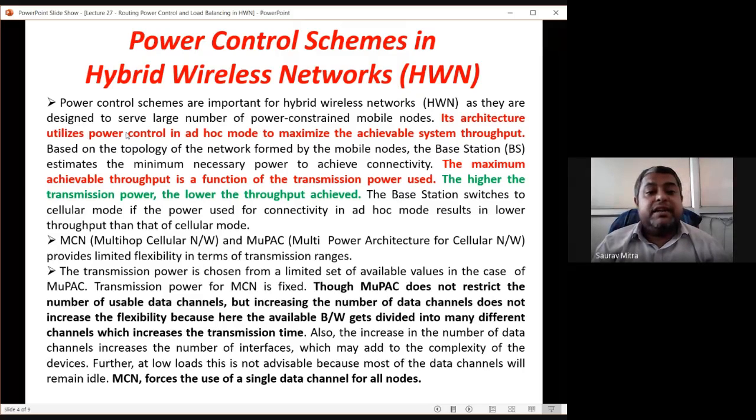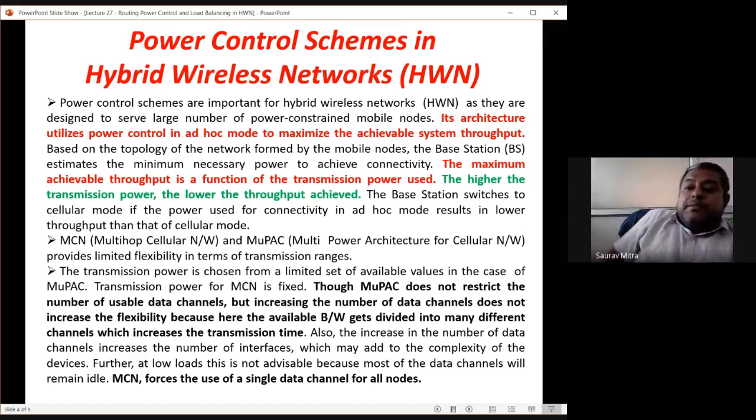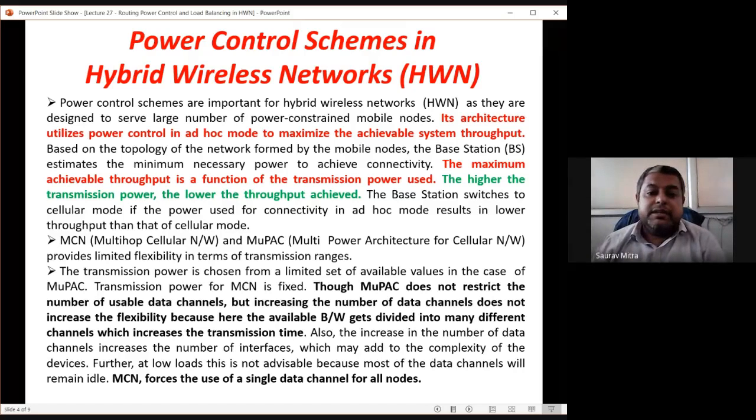So the architecture of HWN utilizes power control in ad hoc mode to maximize the achievable system output. The more the power saving, the more the battery life of the nodes, that is, the ad hoc nodes. And if battery life is more, network life will increase. If network life is more, then it will be able to produce more output. So this line is very important: the HWN architecture utilizes power control in ad hoc mode to maximize the achievable system output.